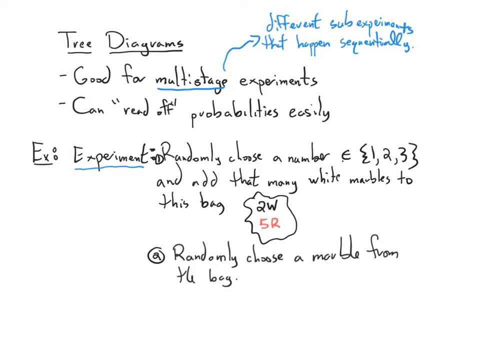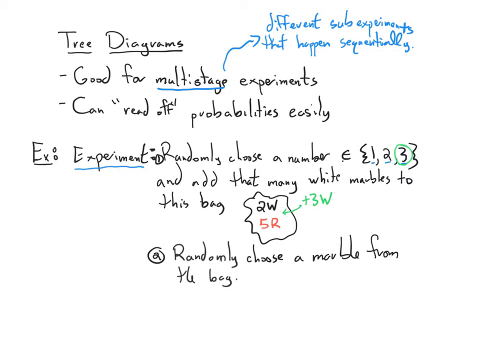It's as follows. We randomly choose a number. We have a bag with 3 numbers in it, with a uniform probability, so it's an equal chance of choosing each number 1, 2 and 3. We choose one of the following numbers, 1, 2, or 3. And we're going to add that many white marbles to a bag that already has 2 white and 5 red marbles. For example, if I chose the number 3, then I would add 3 white marbles to this bag. So there'd be 5 white and 5 red.